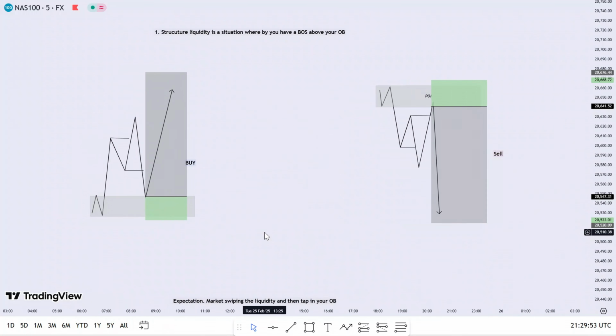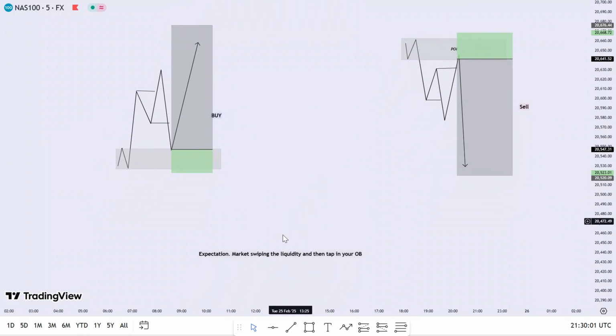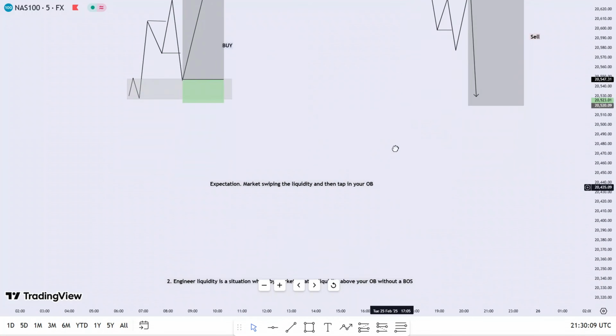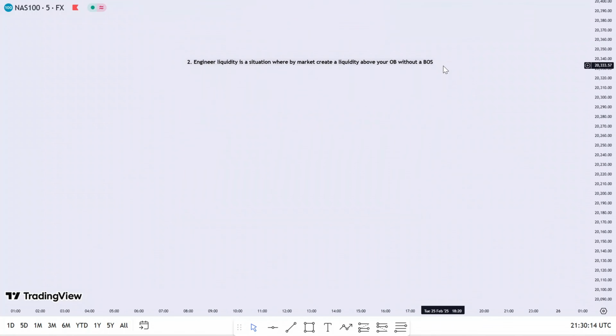Now these are my two. This is one of my entry models, which is the structural liquidity. Remember the expectation: the market sweeps the liquidity and then taps into your available order block. Now we'll move to the second entry model that I have, which is the engineer liquidity.